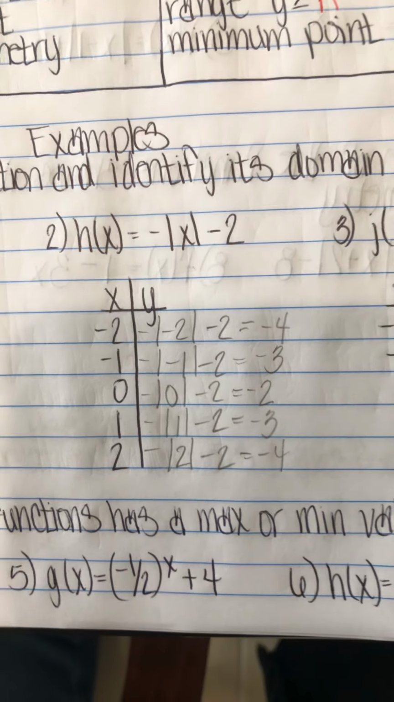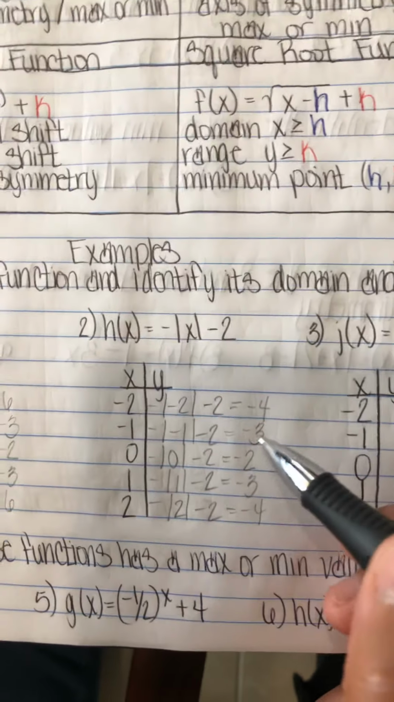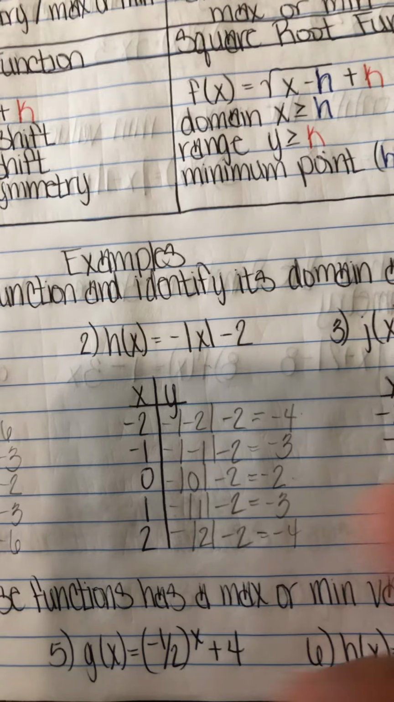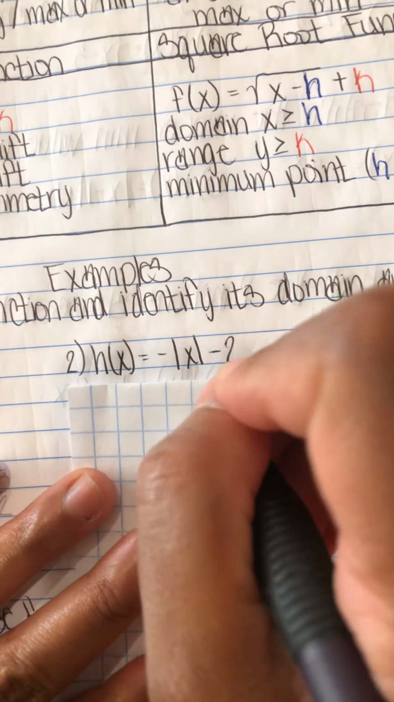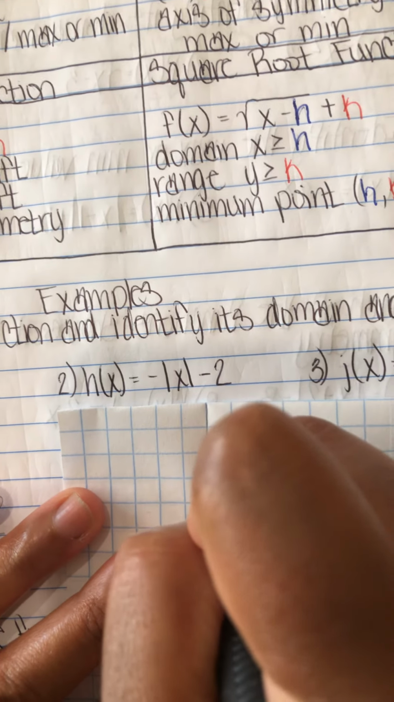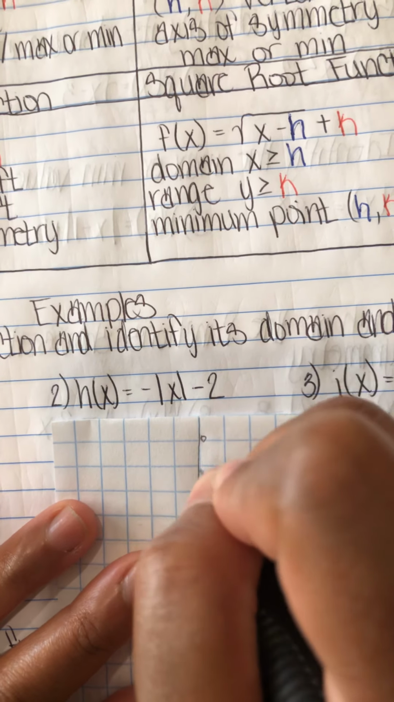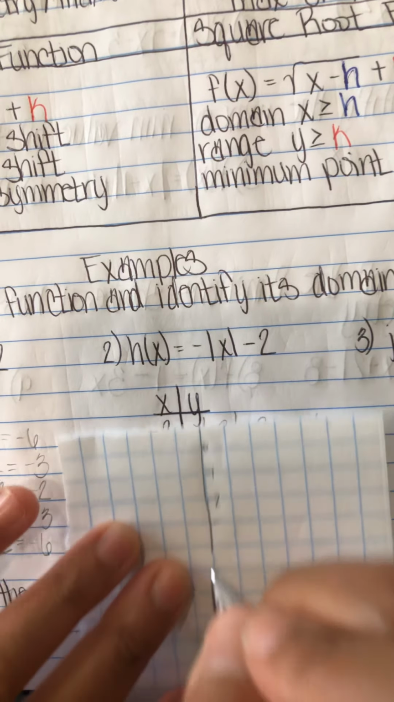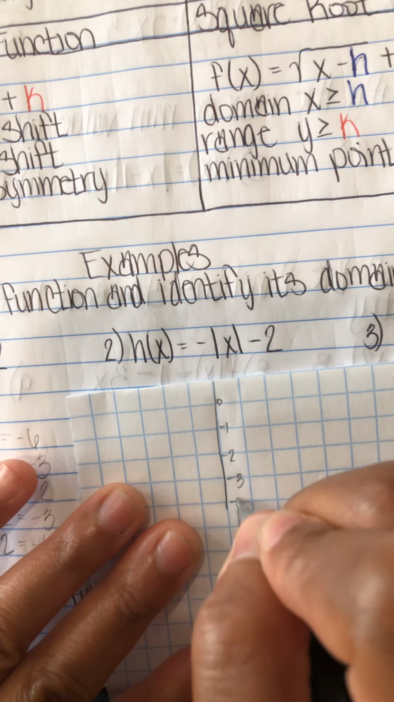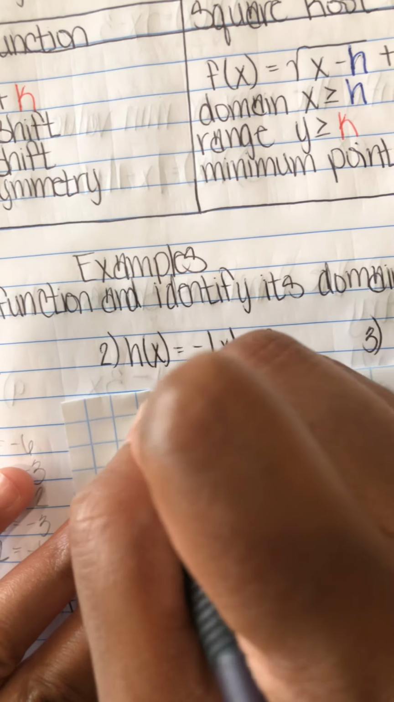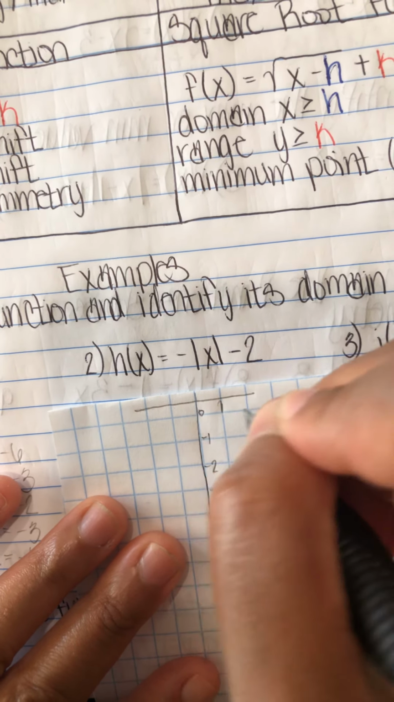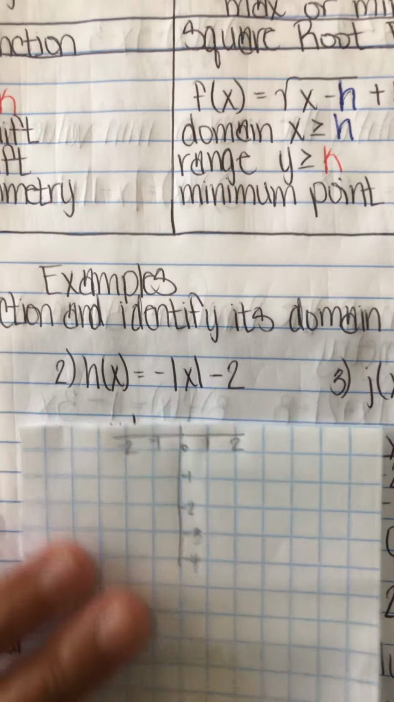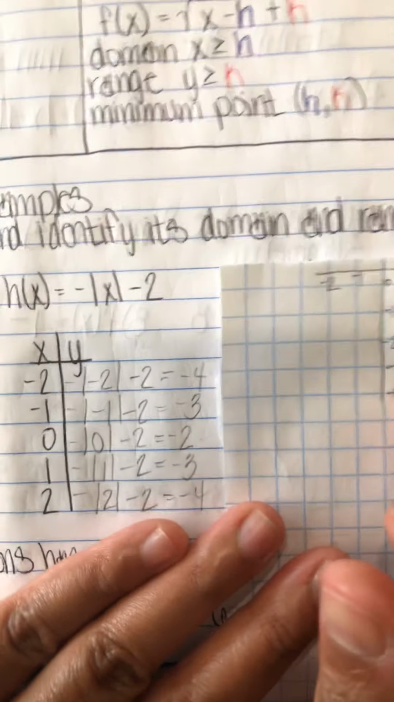So again, I'm going to make my graph. Now, the biggest number I have here is -2. Smallest number I have is -4. So I'm going to make my graph. Here's 0, -1, -2, -3, -4. 1, 2, -1, -2.